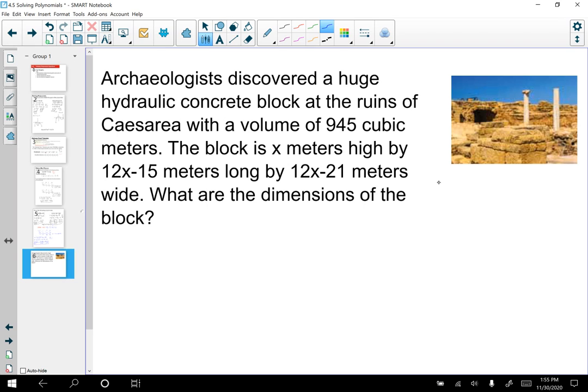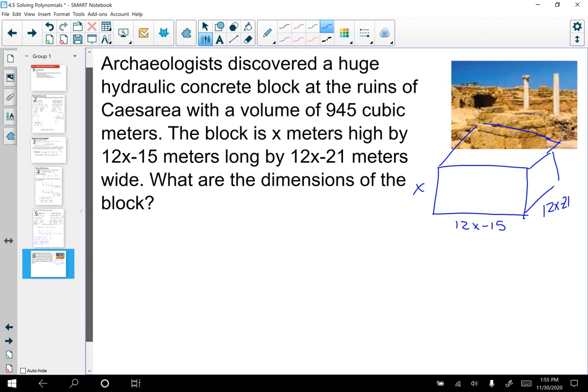So I'm just going to go ahead and sketch this out. It said x meters high by 12x minus 15 meters long and 12x minus 21 meters wide. So that's our box they found. Now, what are the dimensions of the block? So they're asking us for the dimensions.